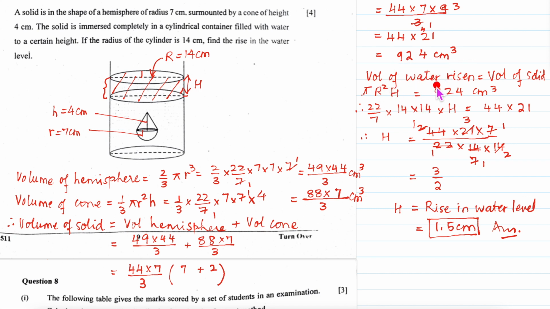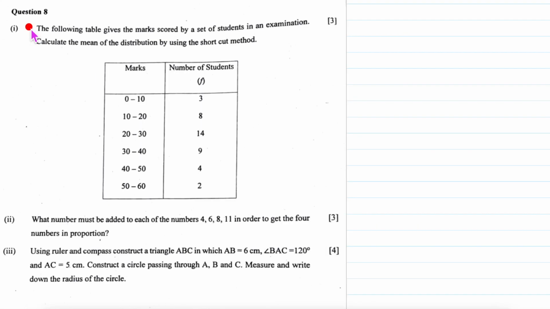So the volume of the water that is risen will be equal to volume of the solid. So pi r square h, capital H, which is the volume of water risen, will be equal to this. Look at this. I have written as 44 into 21. Take all the numbers the way you have to carry forth this side, and height will be equal to 3 upon 2, means 1.5. That height is this, that is the rise in water level, 1.5 centimeter. That's your answer. So we finished question 4, 5, 6, 7, 4 questions.